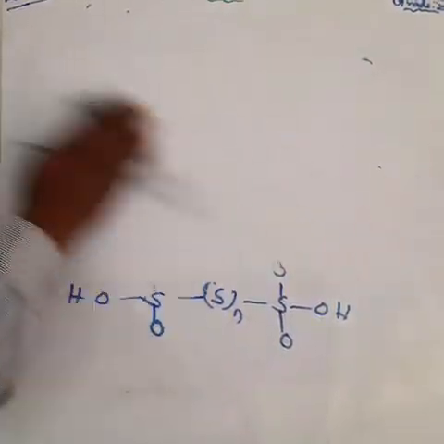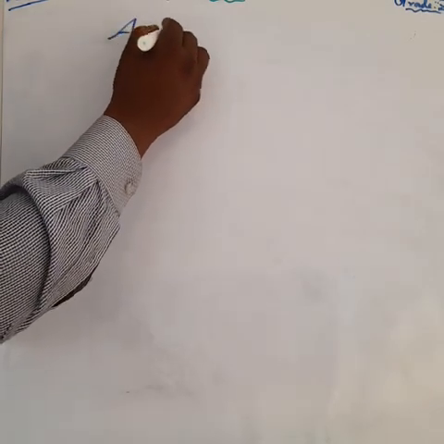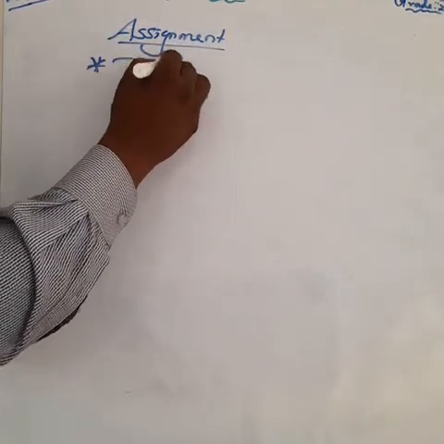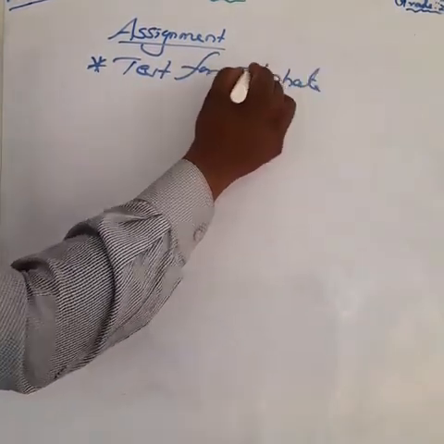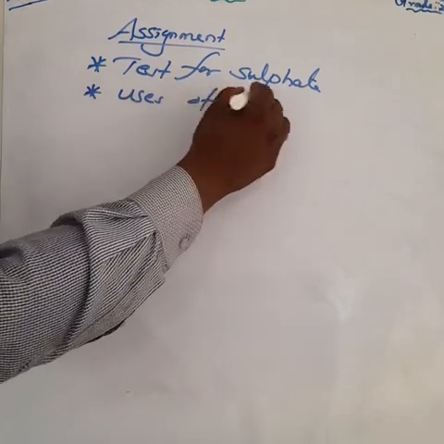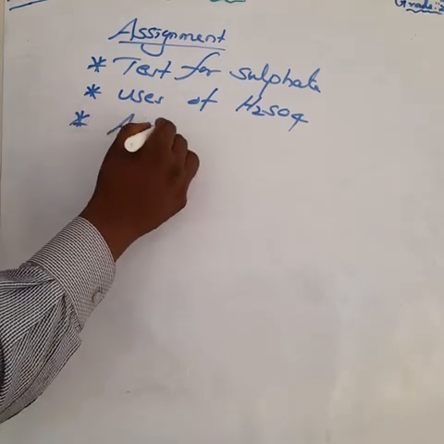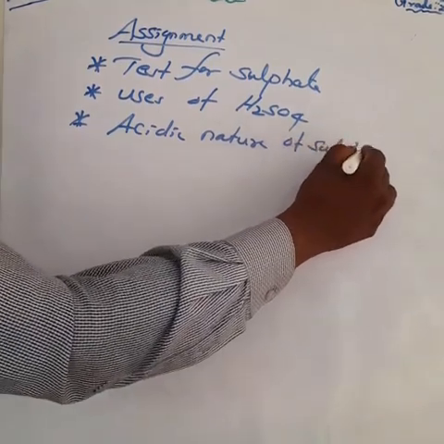I think the next lesson is about group 17 elements, the halogen group, chlorine. We will discuss the halogens in tomorrow's class. Anyhow, today about our assignment: test for sulfate, that is the first assignment. Uses of sulfuric acid. Next, the acidic nature of sulfuric acid, that is, sulfuric acid reacting with sodium hydroxide and ammonia.